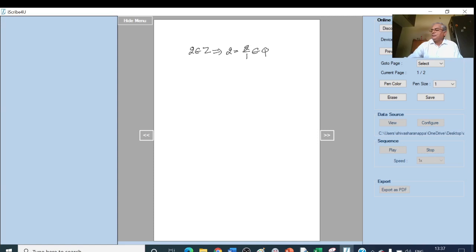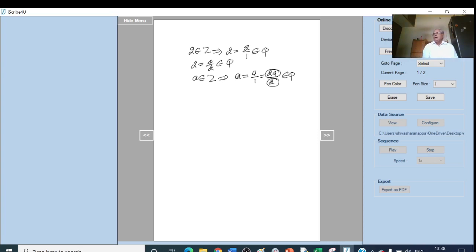Or we can write 2 as 4 by 2 also. So this belongs to Q. So in general, if a is an integer belonging to Z, then I can write a as a divided by 1, or we can write this as 2a divided by 2. And this belongs to Q here. That is because this is an integer, this is also an integer, and the denominator is not equal to 0.